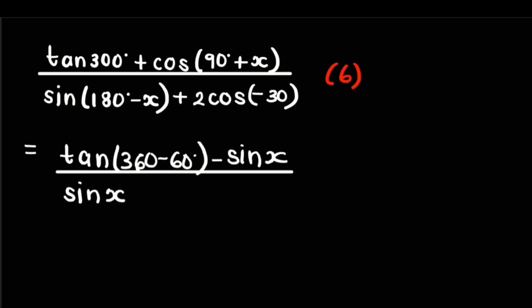Now for the next term, I'm just going to bring down this plus 2. And I'm now going to focus on cos(-30). So cos here is paired with a negative angle, and we know that out of all 3 trig ratios, cos is the only one that remains positive. So that becomes positive 2 cos 30 degrees.